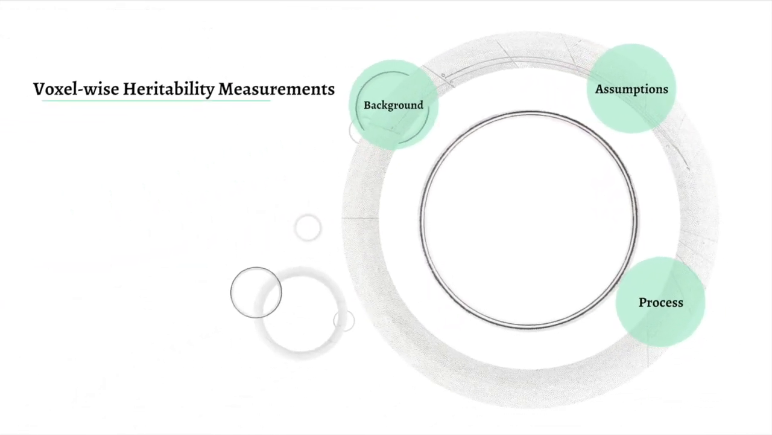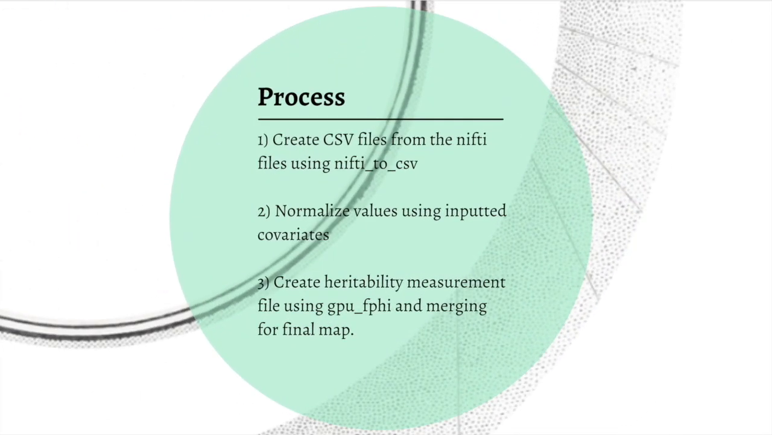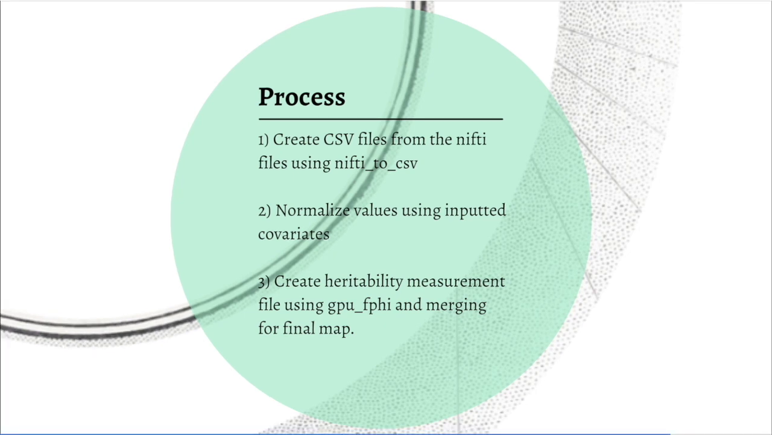The process will be broken down into 3 parts. First, we will have to create CSV files from the Nifty files we received through the Nifty to CSV command. The reason for this is the memory requirements for loading large Nifty files. Nifty format allocates memory for the entire 4D volume, including the empty space outside of the mask. This wastes the precious resource and makes processing large datasets difficult.